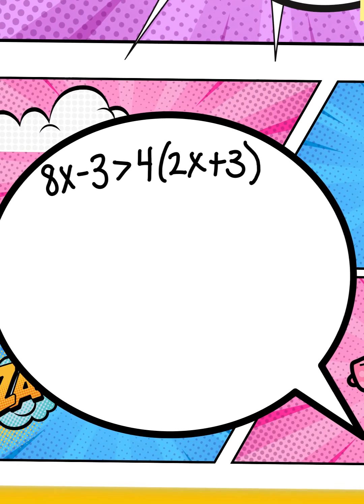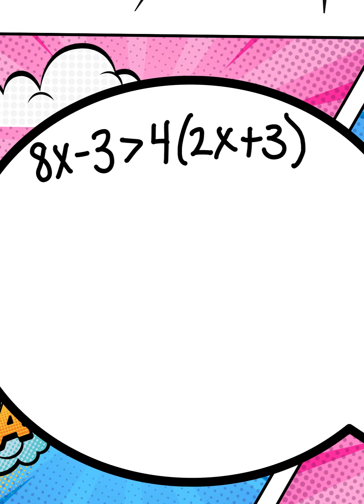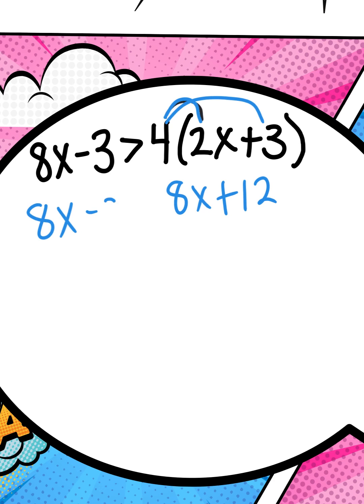All right. If we look at this one, there's definitely distributive property on the right-hand side. So I'm going to do that first. 4 times 2x is 8x. And 4 times positive 3 is positive 12. All right. This side stays the same, 8x minus 3. And then it says greater than.